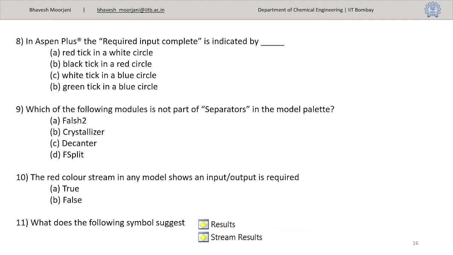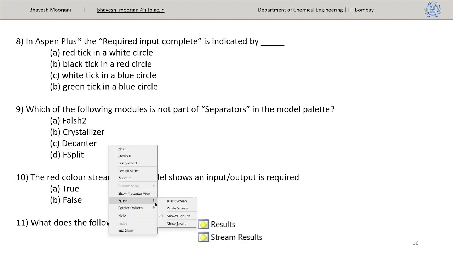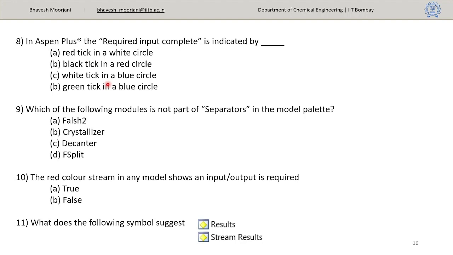Now, in Aspen Plus, how do we know that required input is completed? Which of these indicates that? This should be easy to answer. White tick in blue circle. Yes, so that's the correct answer. So what are the different color options here? If you have that half red circle, that means required input is incomplete. If it's completed, it will show a white tick.